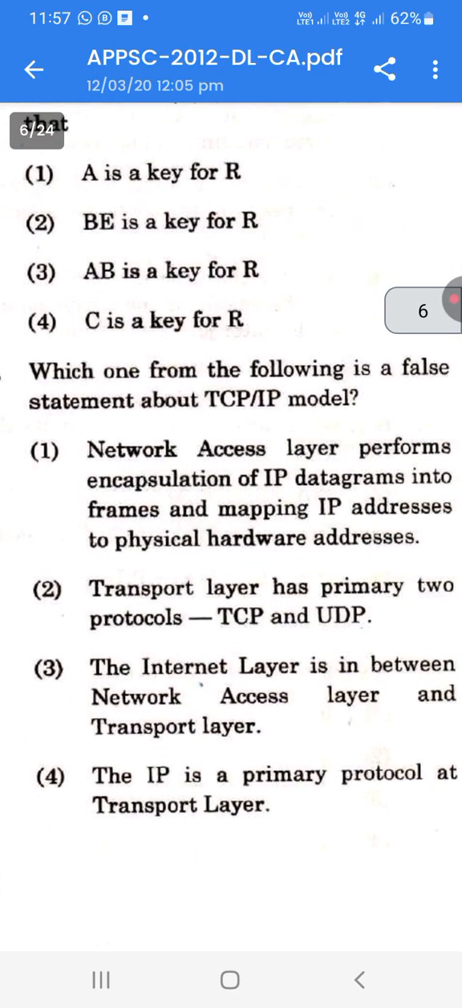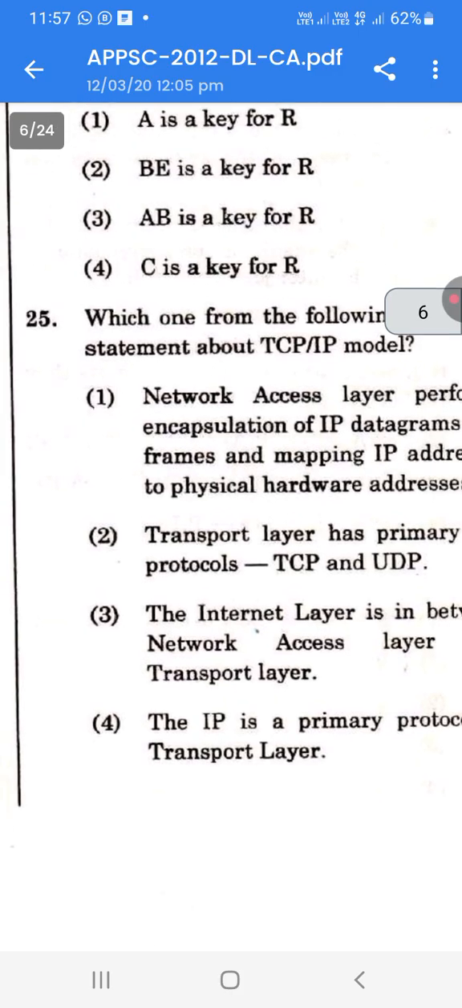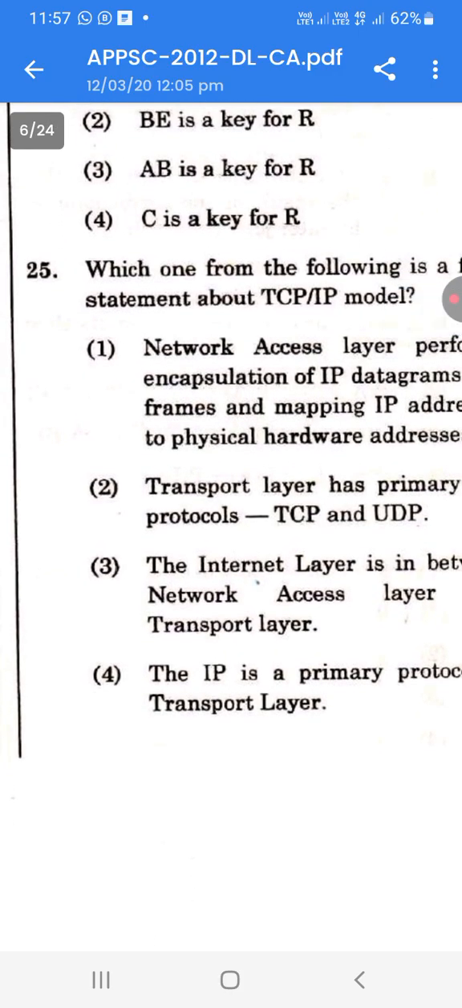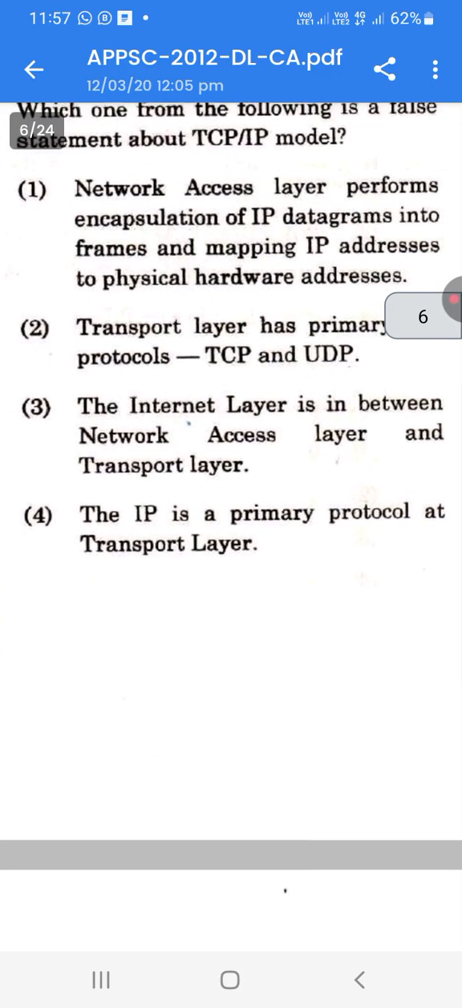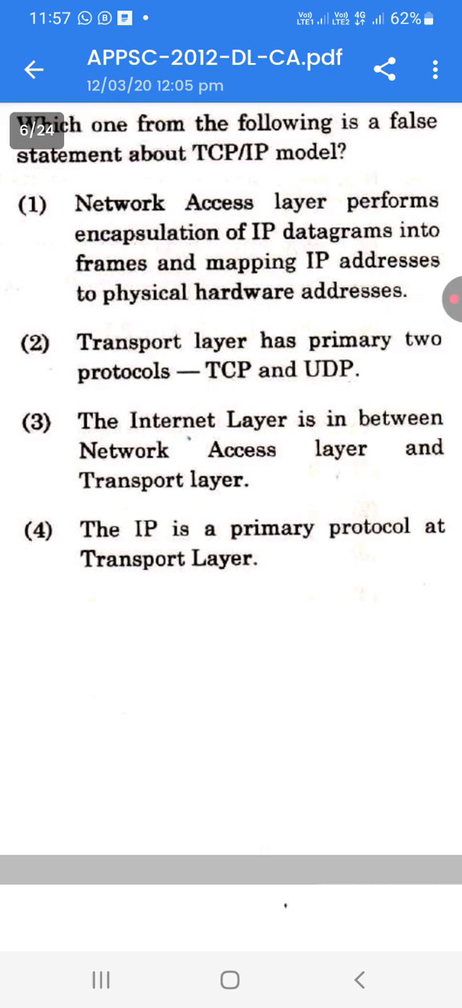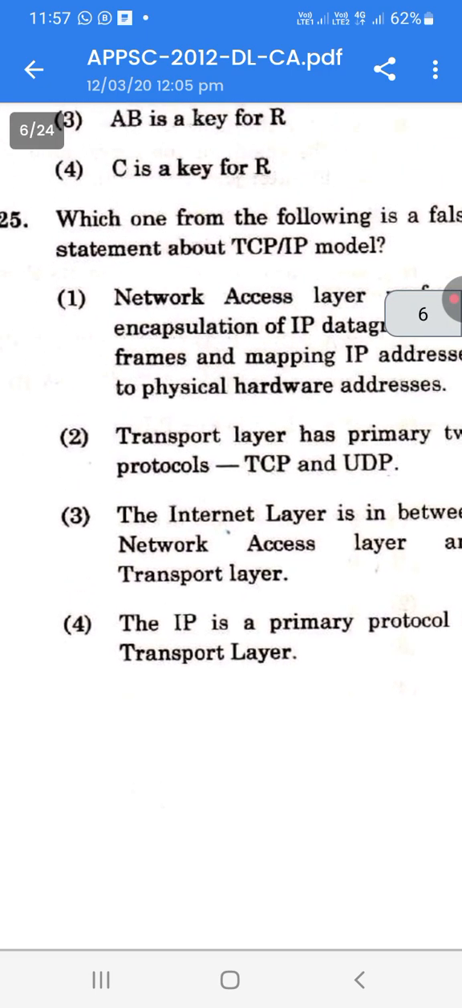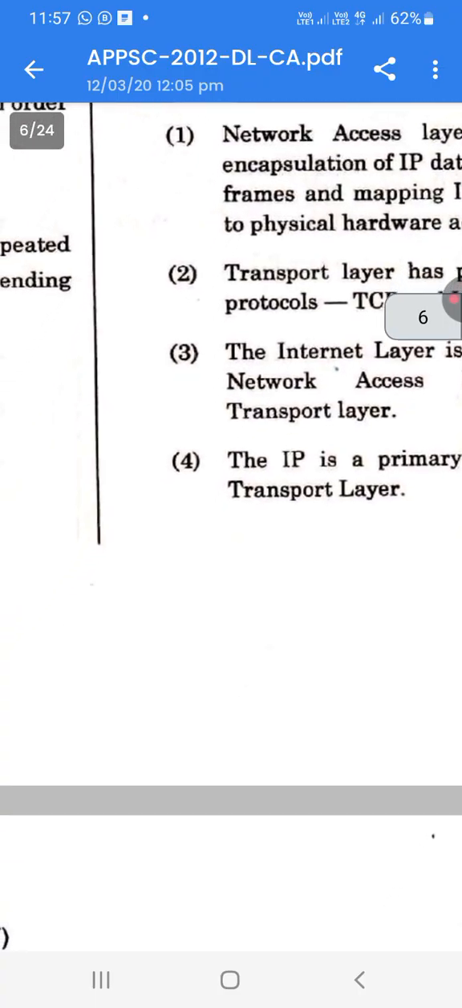Which one from the following is a false statement about TCP/IP model? 25. 4th one, the IP is a primary protocol of the transport layer. This is the false statement. Remaining 3 are true statements.